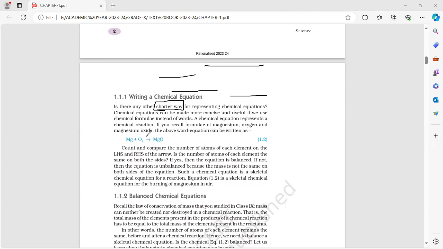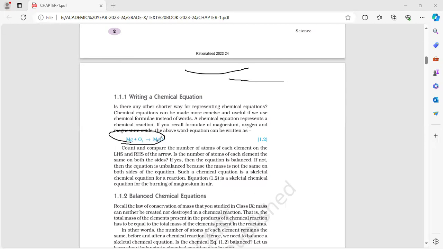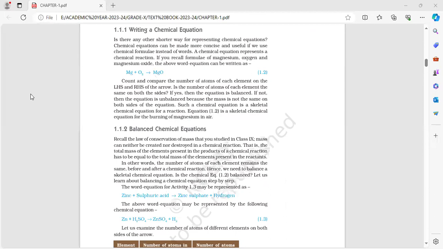So here it becomes very small. Instead of words, I use chemical formula symbols. For magnesium, I will use Mg. And oxygen is a diatomic molecule, so I'll write O2, plus magnesium oxide, MgO. So this is how we write a chemical equation. A chemical equation is written by using chemical formulas instead of sentences or words. This is activity 1.1. I have already explained it in the previous video.